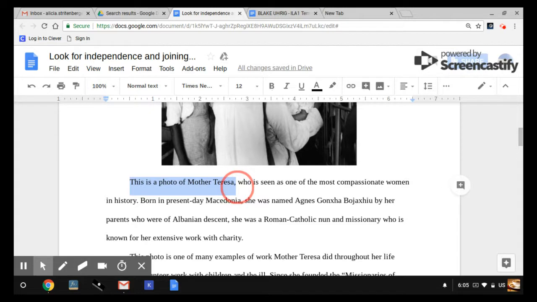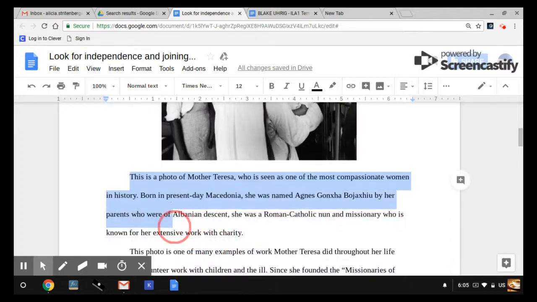This is a photo of Mother Teresa, who is seen as one of the most compassionate women in history. This who phrase is just descriptive. It can't stand by itself. It doesn't have a subject and a verb or just that independent idea. So I'm going to leave that sentence alone. Born in present-day Macedonia. As of right now, this can't be an independent sentence. It'd have to be "she was." There'd have to be that subject and that verb together. So this is a descriptive phrase.